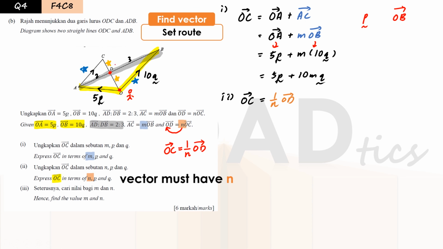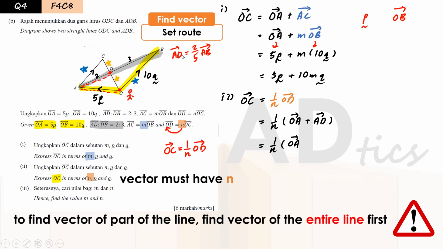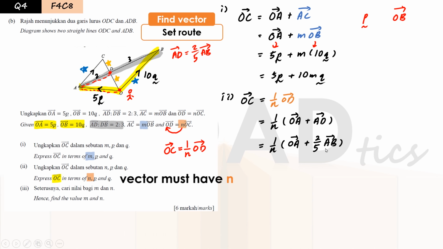So AD is just 2 parts, so I'm going to put 2 on top. And we need to look at the parts of the entire line, which is 2 plus 3. So here would be 5. Okay, so now we change AD to AB and we multiply this fraction here. Because AD is 2 parts, the entire line is 5 parts. Okay, so here AD would be 2 over 5 AB. Okay, so now we can go another step. So OA, we have the vector already, but we don't change it yet because we don't know AB yet.